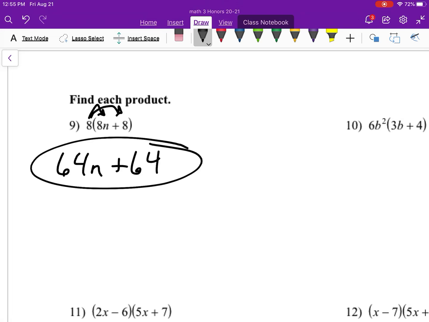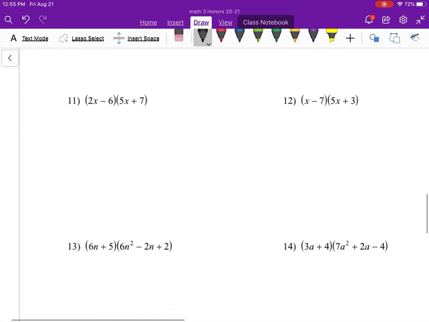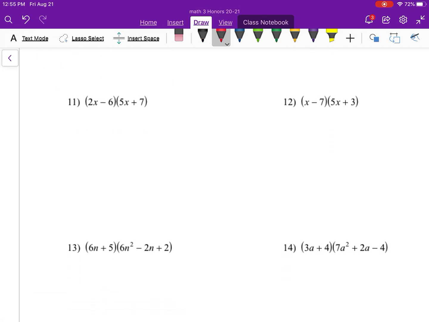So hopefully when you see number 10, which we are not going to do, distribution with a variable on the outside, hopefully that won't scare you. If that is scaring you, just wait until we do number 12, and maybe that'll give you a little hint on how to do number 10. So we're going to move to number 12 right now.